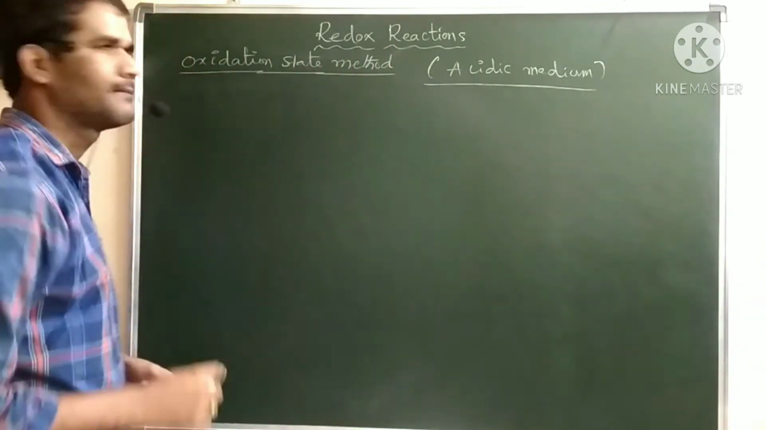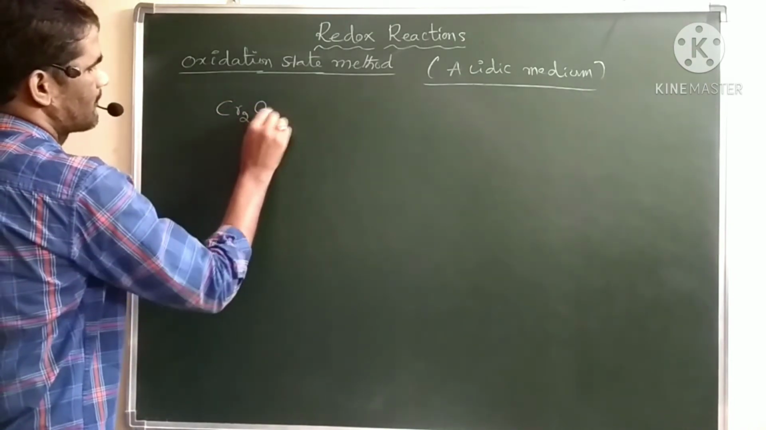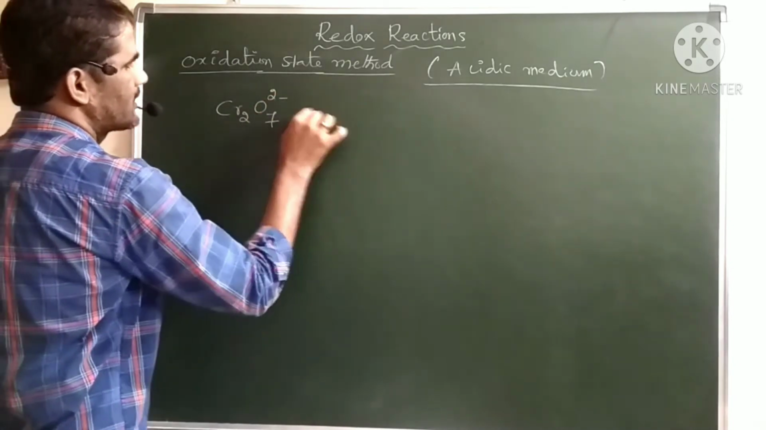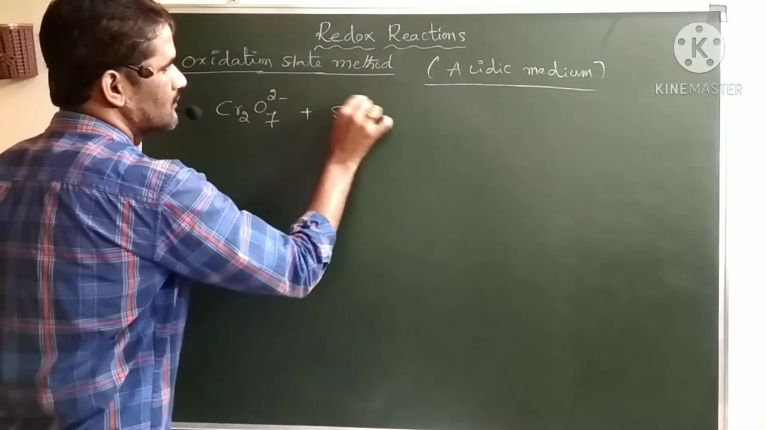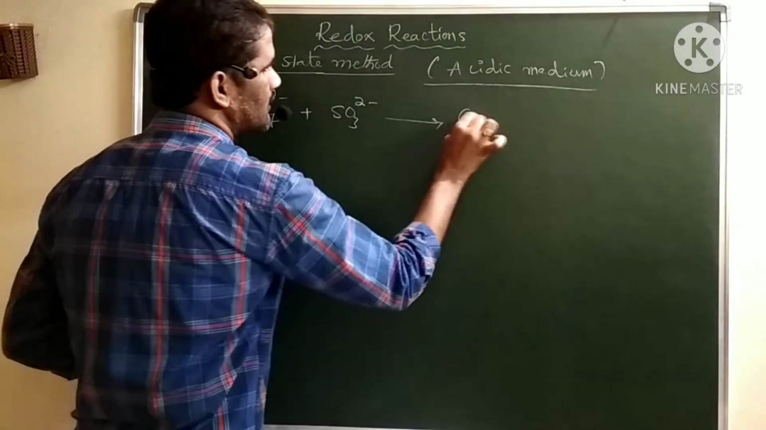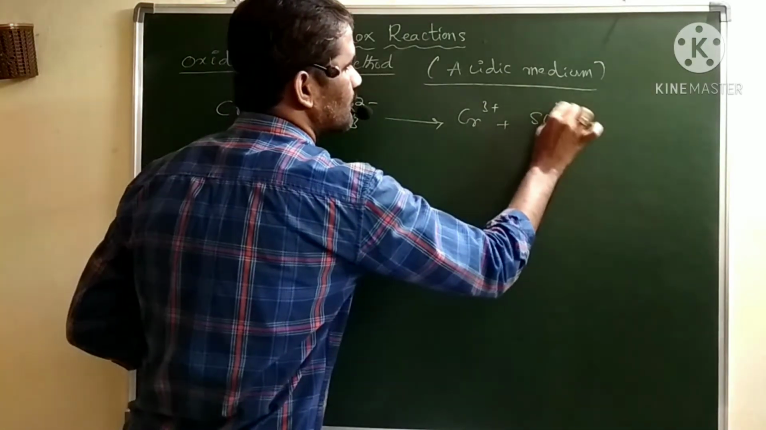So first we will see balancing in acidic medium. Cr2O7 2 minus when it reacts with SO3 2 minus, it will give chromium 3 plus (Cr3+) and SO4 2 minus.